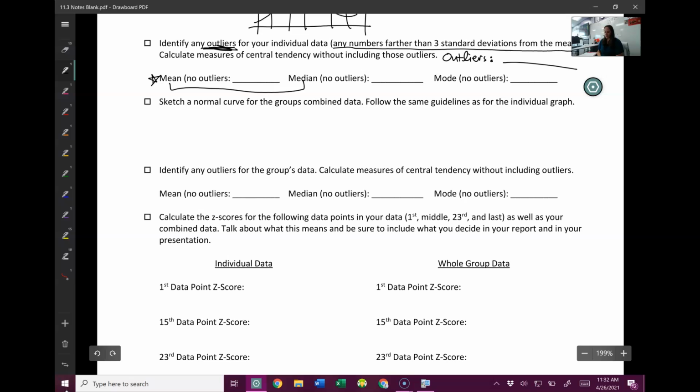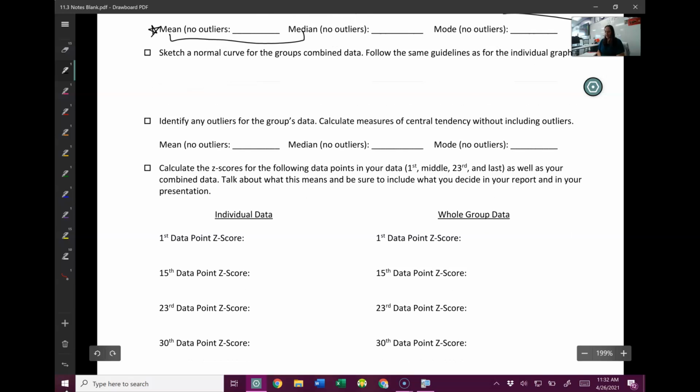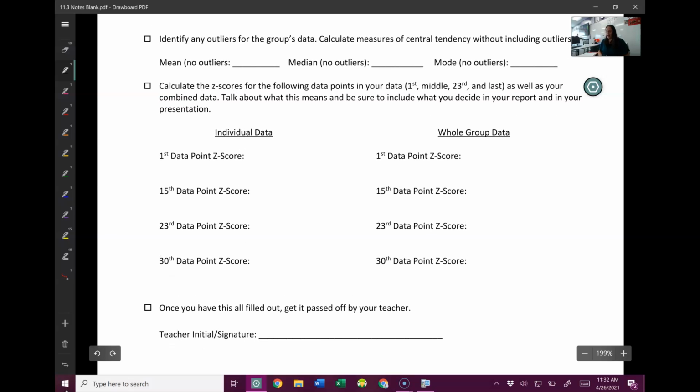Then you're going to sketch a normal curve for your combined groups data. So you need standard deviation for that, and then any outliers and mean, median, mode without the outliers. Finally, you're going to calculate z-scores for a couple of your data points. So line up your data from least to greatest and find the z-score for the lowest data point, for the highest data point, and then count to find the 15th and the 23rd data point and find the z-score of those.